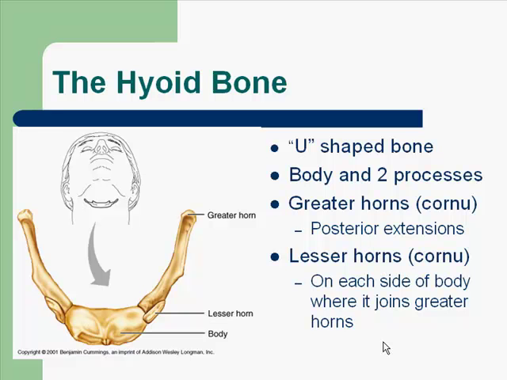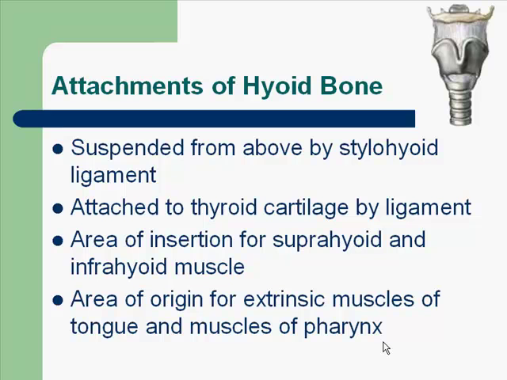It's horseshoe-shaped or U-shaped. It has a body and two processes: the greater horn and the lesser horn. The greater horns are posterior. The lesser horns are on each side of the body where it joins the greater horns. It's suspended from above by the stylohyoid ligament.